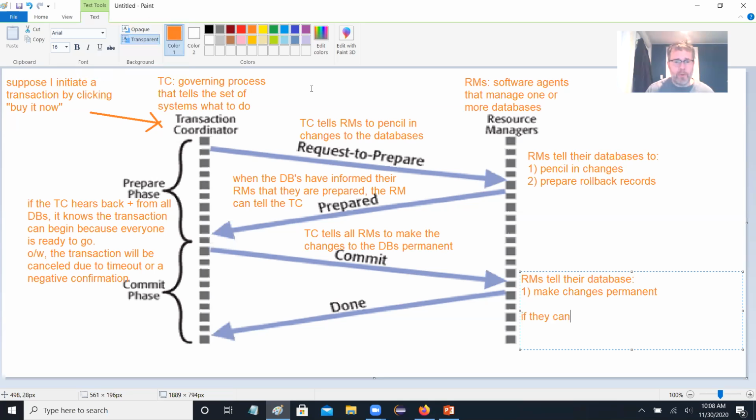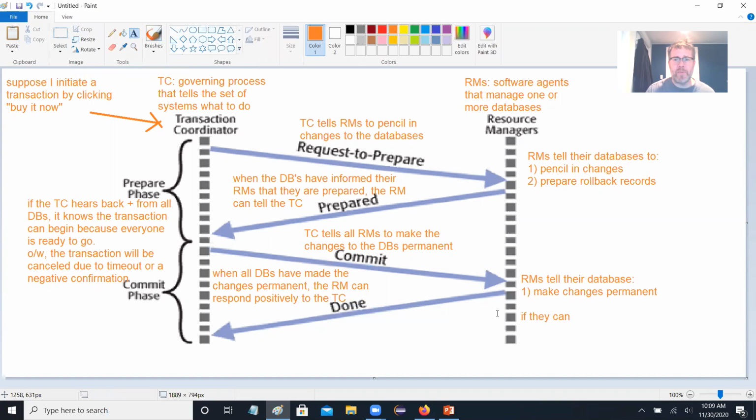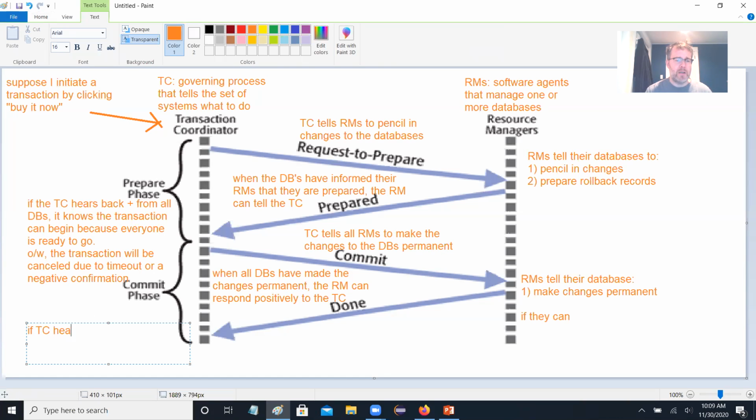So, as before, when all DBs have made the changes permanent, the RM can respond positively to the transaction coordinator. Okay, so once all this is done, once every database for a resource manager says, yep, we've done it, we've made the changes permanent, then the resource manager can tell back to the transaction coordinator, yep, we're all done. So again, if TC hears back positively from all resource managers, it knows all is well. Basically, all these related systems, they've all completed the transaction, everything's good.